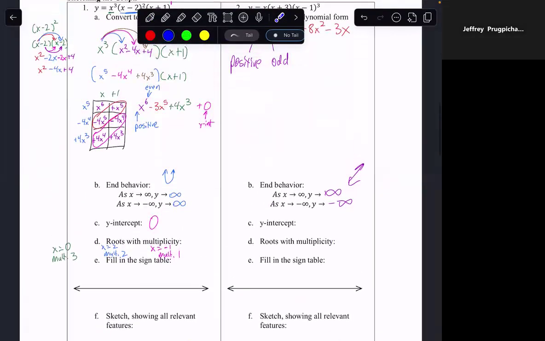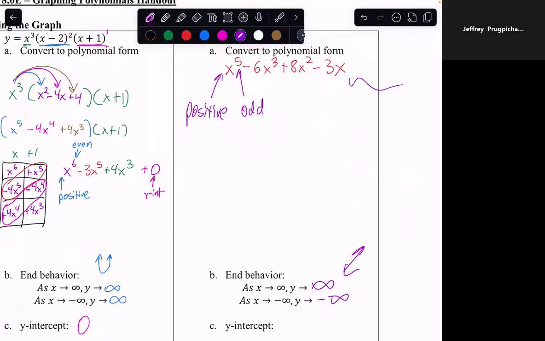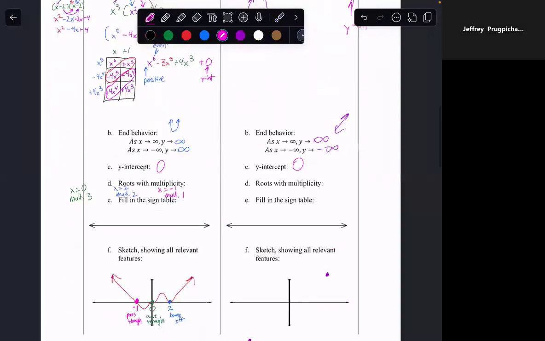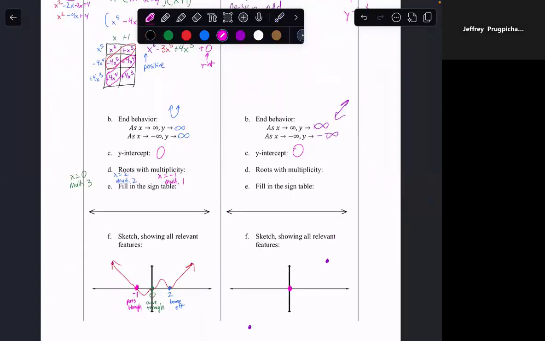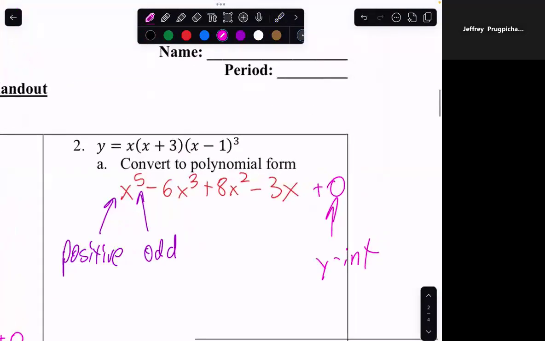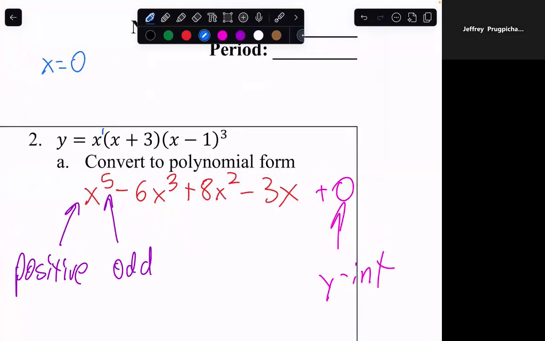Okay, y-intercept. So here we look for the constant. There's no term at the end without an x, so it's an invisible plus 0 again. So that means the y-intercept would be at the origin. Okay, roots with multiplicity. So here we're going to want to go back to the factored form. This outer x, you just set it equal to 0, and this has multiplicity of invisible 1.